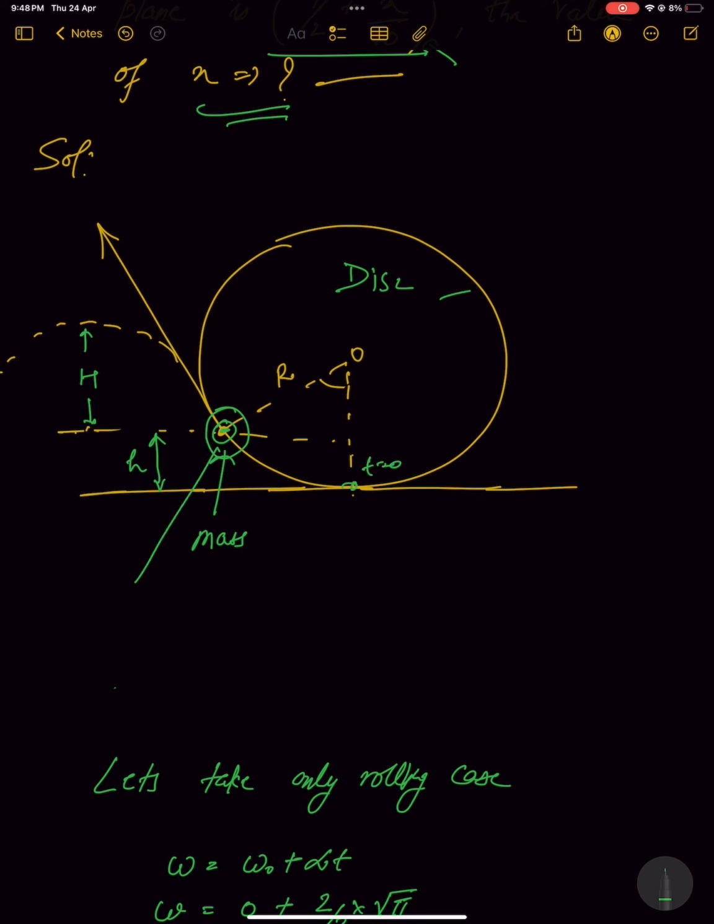So at t equals 0, the disk starts rolling with an angular acceleration alpha, that is 2 by 3 radians per second square. At point A, the stone detaches itself from the disk. So how will the projectile motion be? Once it detaches, the projectile motion goes like this. From this point, this is the plane and this is the time duration, that is pi. So at duration pi, this stone detaches itself.